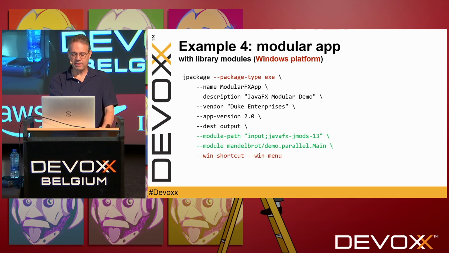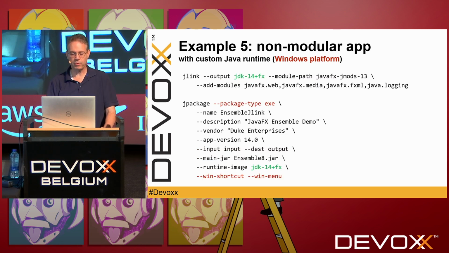But in this example, input contains a modular jar file called mandelbrot.jar, and I'm telling it when it launches, that last line there, the module mandelbrot/demo.parallel.main, is saying to run the main application in the Mandelbrot module with the class name of demo.parallel.main. And so that gets launched. And I'll show an example of that as well when we run it.